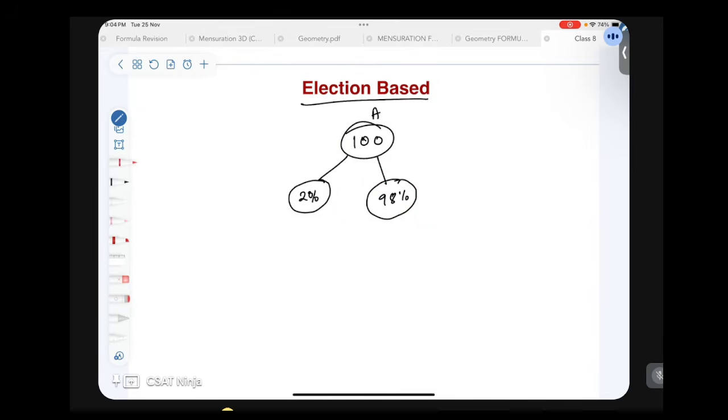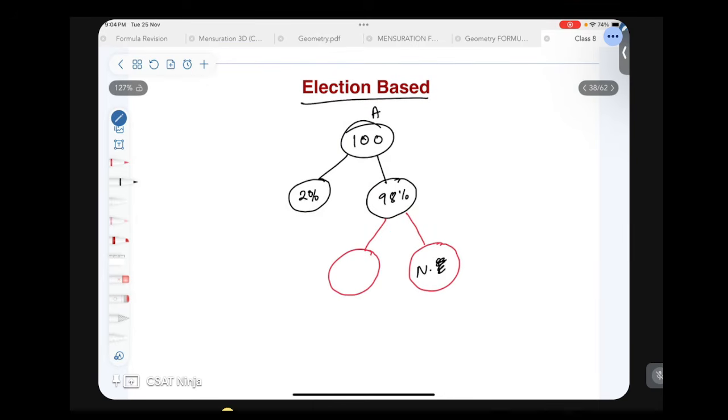Okay. Now, among this 98%, there will be some group of people who will turn up for the election, and there will be some group of people who will not turn up for the election. So what I'll do is I'll just write not voted for the election and voted for the election. So on that election day, there will be some group of people who will not vote for the election. That means they may be out of station also. And there will be some group of people, they will vote.